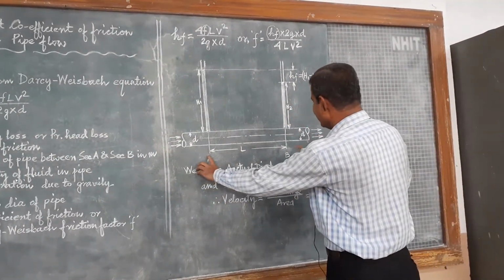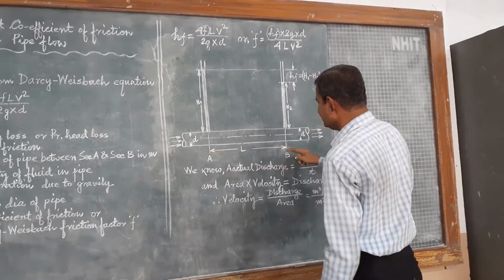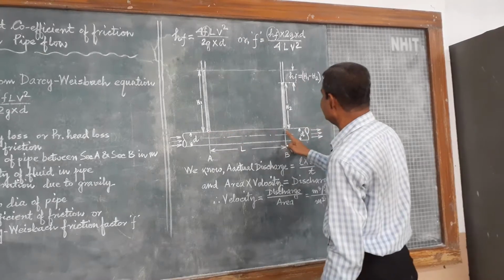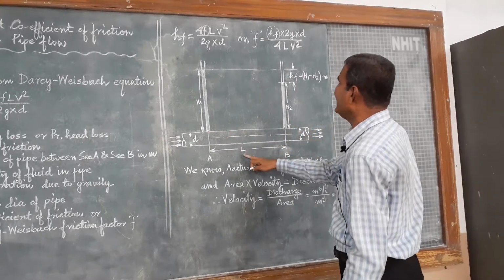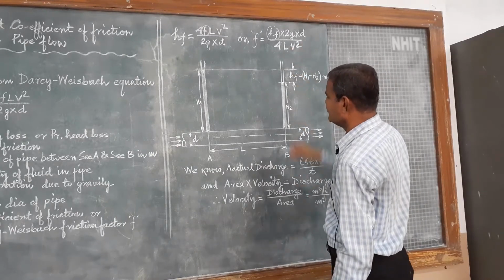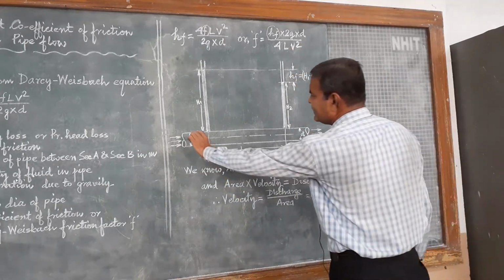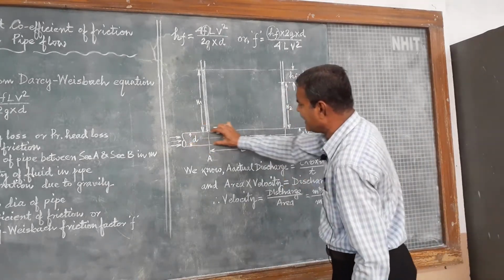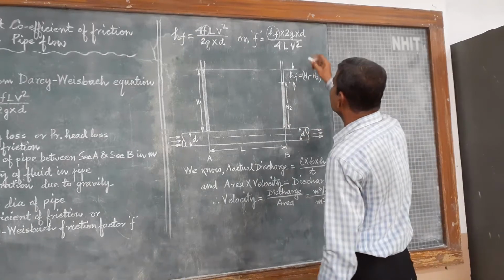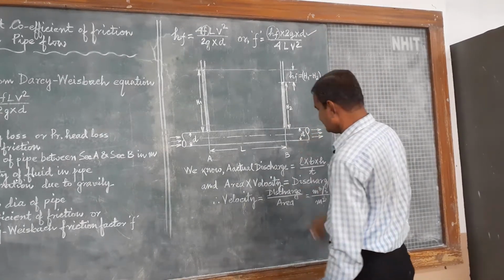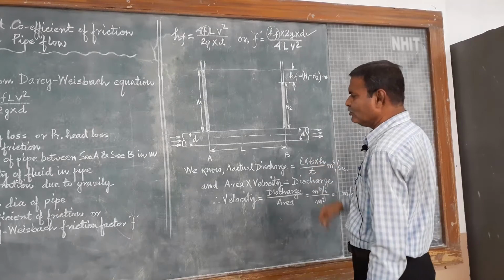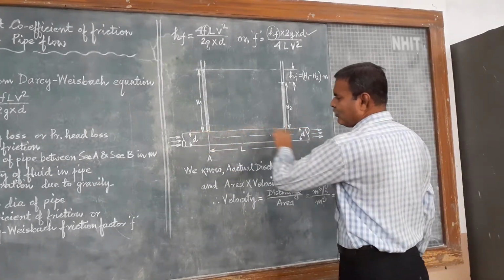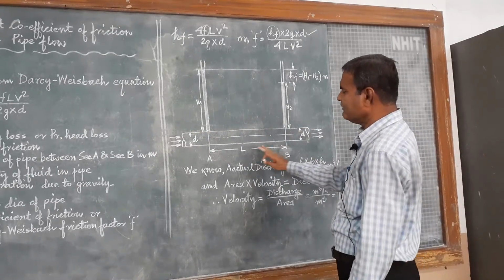The length of the pipe between section A and section B will be L, the length. D equals the internal diameter of the pipe, which is uniform. That means we have d. Now we have to find out the velocity of the fluid in the pipeline flow. From where do we get the velocity?